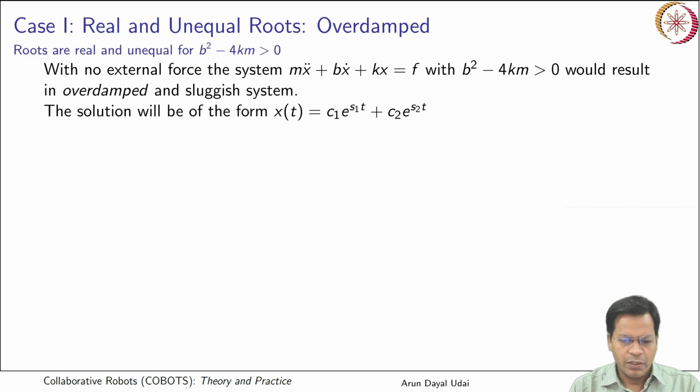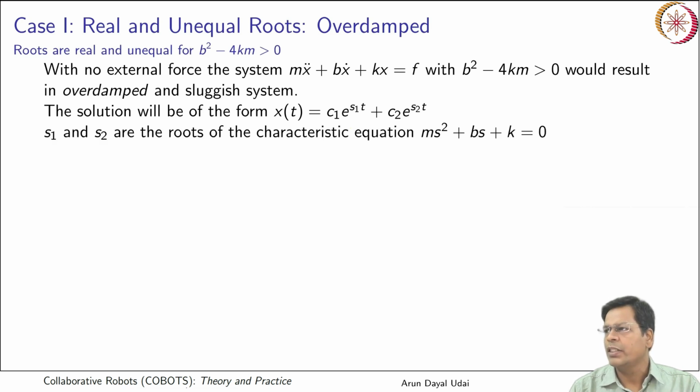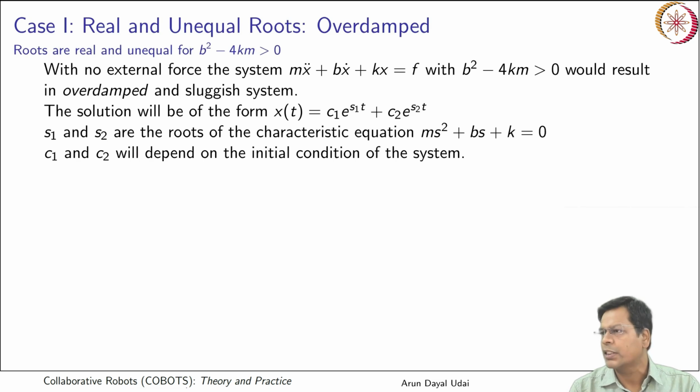The solution would be of the form x(t) is equal to c1 e to the power s1t plus c2 e to the power s2t, where s1 and s2 are roots of the characteristic equation. C1 and C2 are constants which can be found from the initial conditions, that is initial velocity and displacement. You just pull it to a distance and release it so that it can oscillate or dampen. S1 and s2 are the roots of this characteristic equation, and c1, c2 depend on the initial condition.